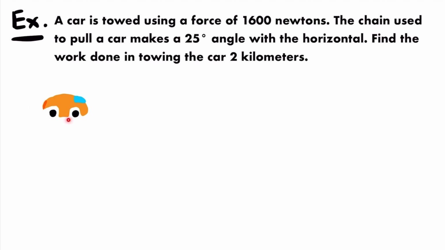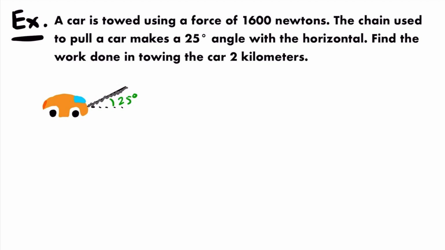And this car is being towed using a force of 1600 newtons. And that force is being applied through a chain that pulls the car at a 25-degree angle with the horizontal. All right, so this would be the horizontal. And then we're pulling the car with a chain that looks something like this. That's going to be our chain. And that angle between the chain and the horizontal is 25 degrees.